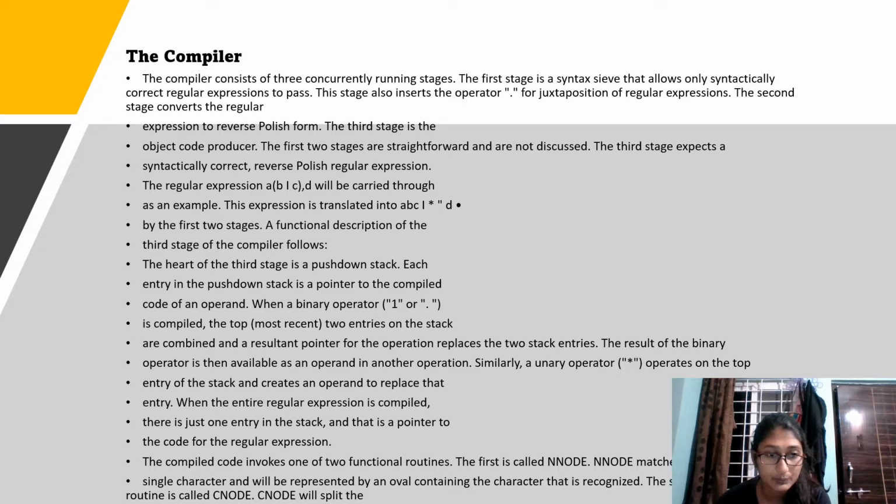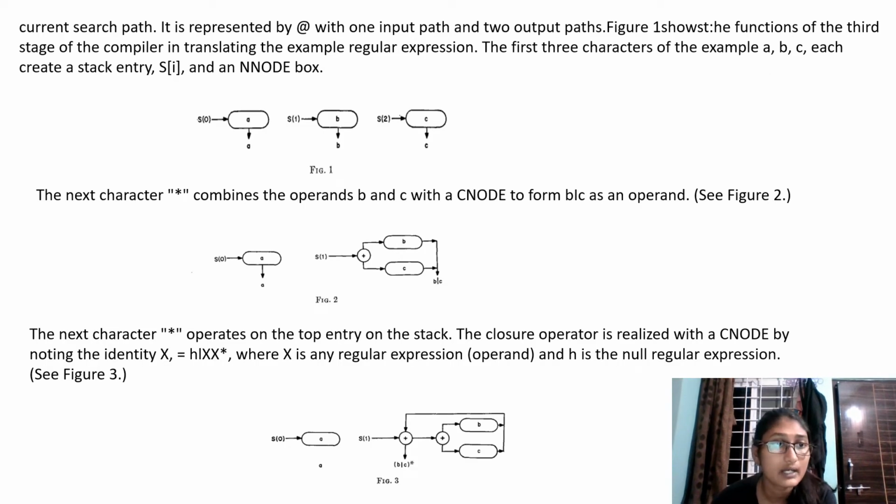The compiler code invokes one of the functional routines, the first being the end node. An end node matches a single character and is represented by an oval containing the character that is recognized. The routine for the C node and the split node: the current search path is represented by a dot with one input path and two output paths.